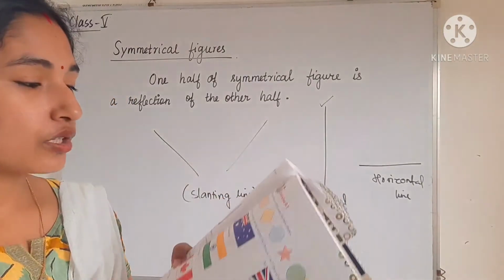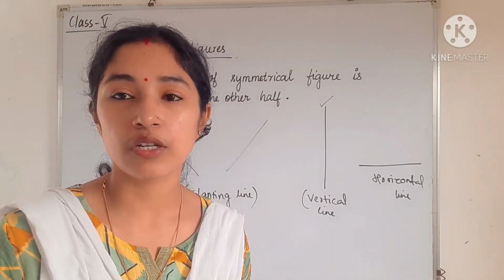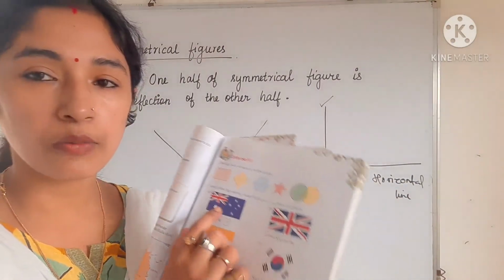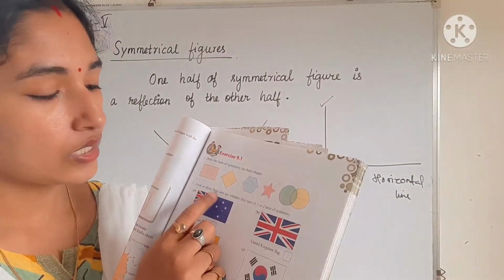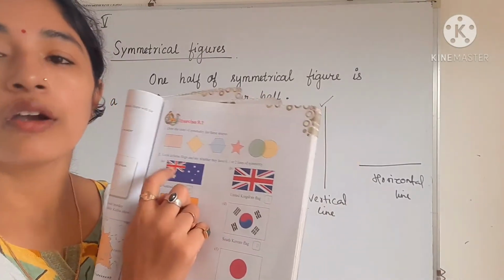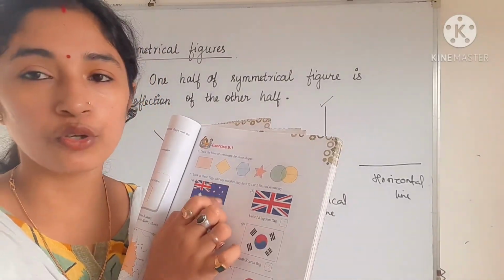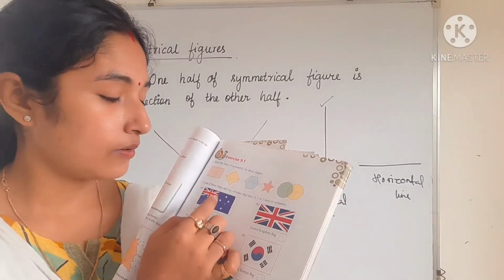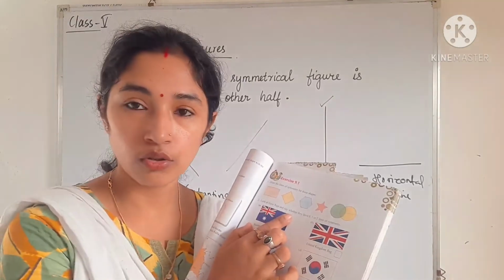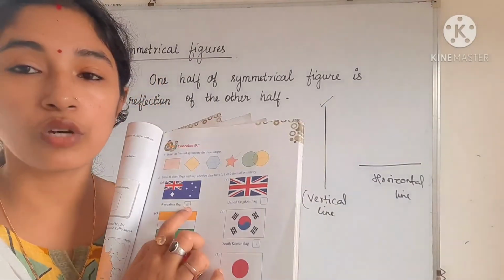Okay, and next, in question number 2, look at these flags and say whether they have 0, 1 or 2 lines of symmetry. You can see in the Australian flag there will be no lines of symmetry, as this symbol is exactly placed at one corner of the flag and not at any other place. If you draw one line of symmetry, then this part will not come in the exact half part of the other. So there will be no lines of symmetry. That means you have to write 0 in the box.